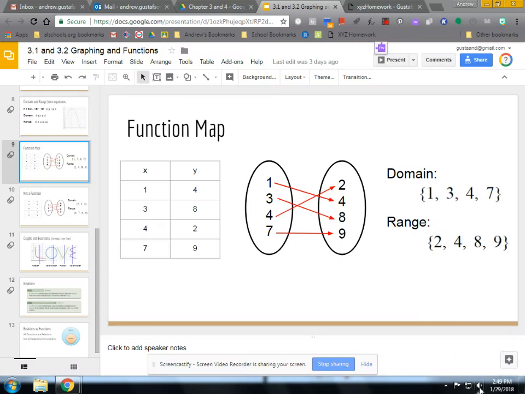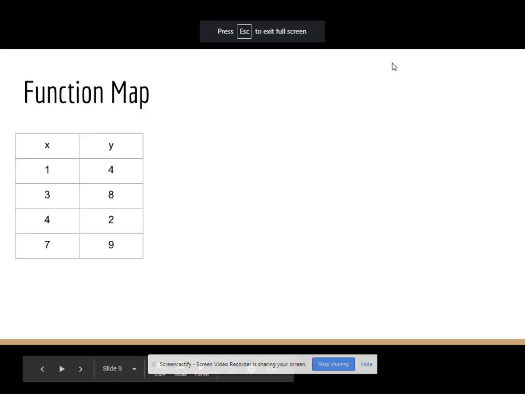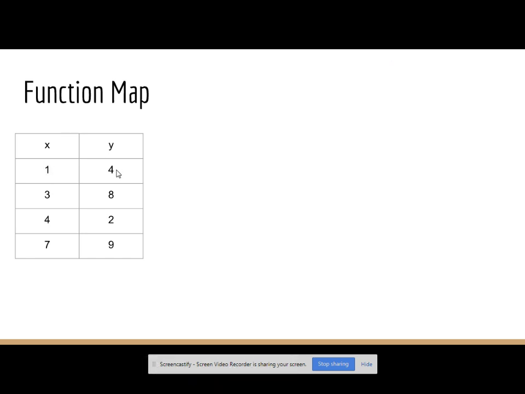We just looked at what a function is, kind of the definition of a function, and we saw a couple examples. We looked a little bit at domain and range. And now we're looking at what's called a function map. So we have some data sets, some data points.